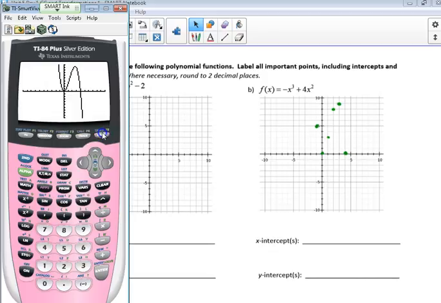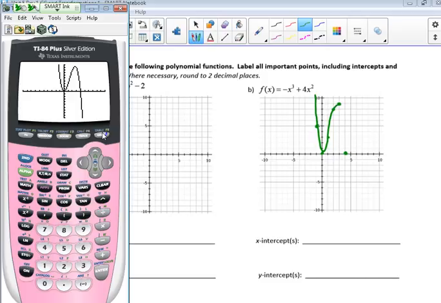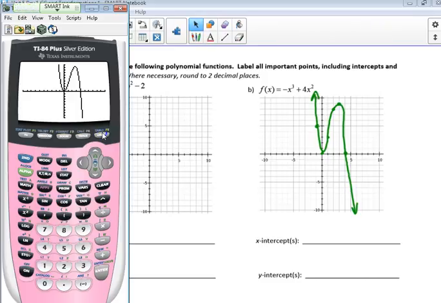So, based on my graph, I'm just going to sketch it from all these points that I have now. Okay? So I see that it's going like this, it comes up, here, comes back down. Is everyone okay with that?